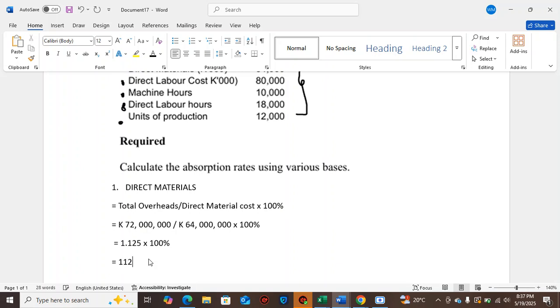112.5%. Okay, so this is the absorption rate that we're going to use. I'm going to illustrate, because this example doesn't end here, how we're going to use these absorption rates after we calculate them. But this is our rate based on direct materials cost. Any questions before I move to the next rate using direct labor cost?